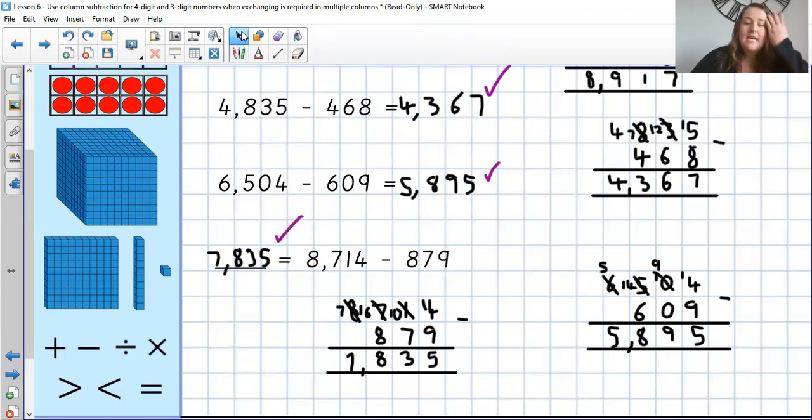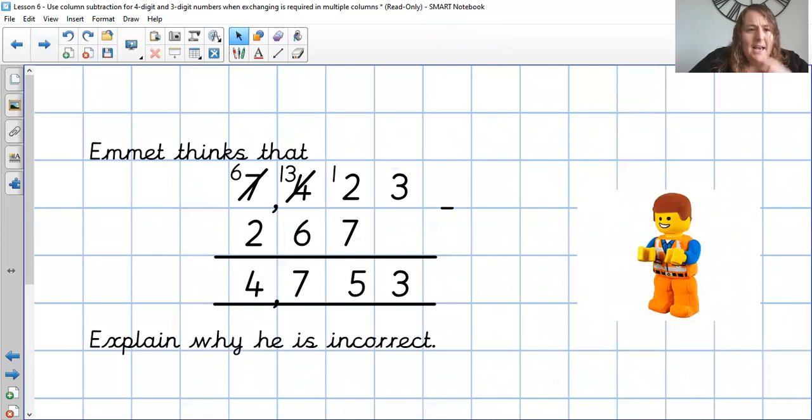Okay, if you need to pause here or rewind, watch any of those again, particularly the third one maybe, you're more than welcome. If not, let's go and see what Emmett's done today. Okay, Emmett thinks that, so we originally had 7,423 and he's subtracting 267. Hopefully you're screaming at him just like you screamed at me a moment ago. What has Emmett done wrong?